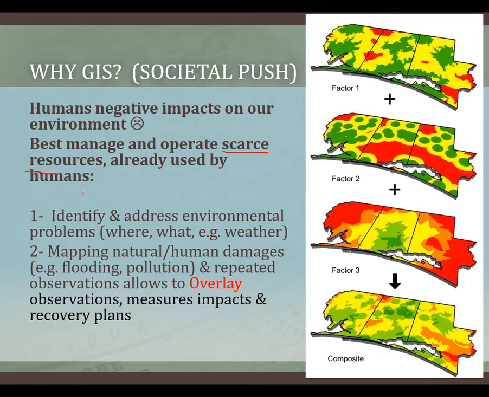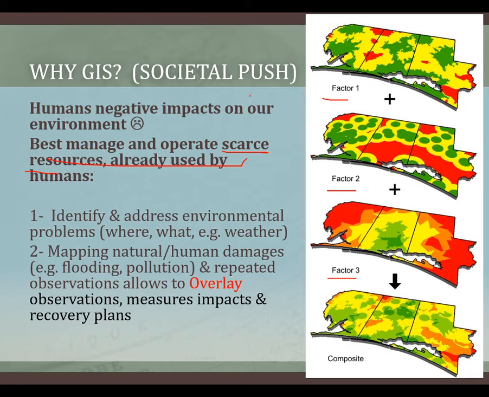So we want to map natural and human damages, pollution and flooding, and repeated observations allow us to overlay observations, measurements, and impacts, and do some recovery plans. So when we put here, for example, we have a factor, let's say pollution, so here factor 1, some factors of pollution, and we want to put them all together to figure out what went wrong. So here we want to know what's going on. Let's say we have a spill, or we have global warming, where is it happening, or we have a storm. So something we want to map. So here environmental and societal problems make us want to know exactly what happened.